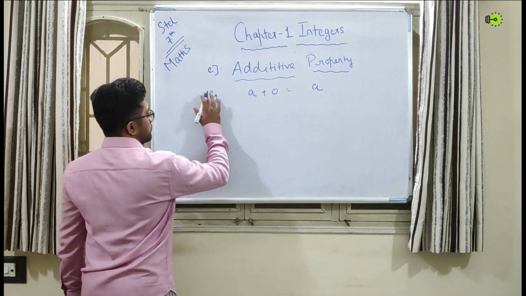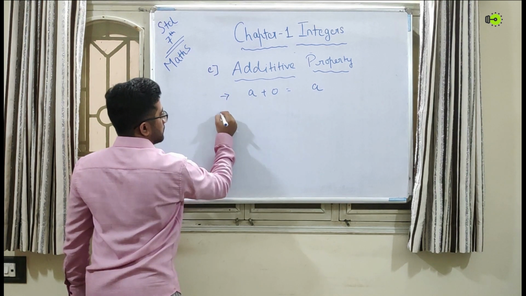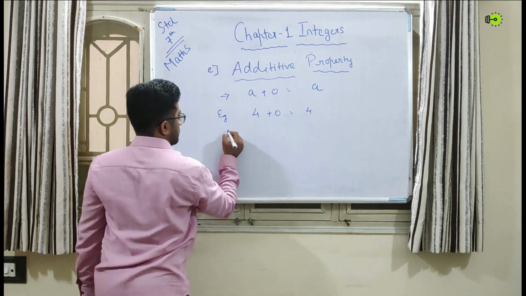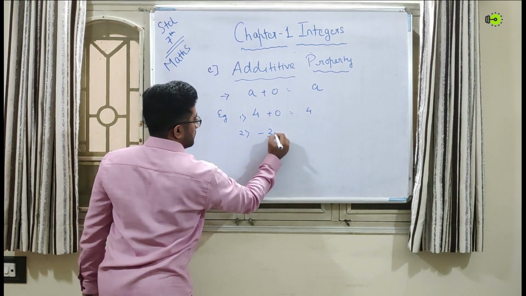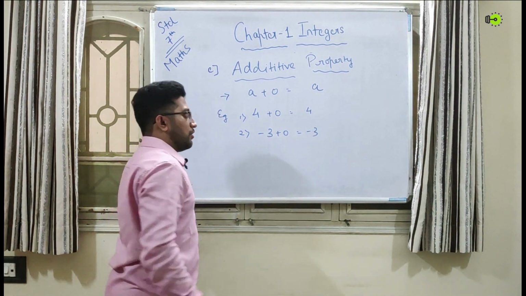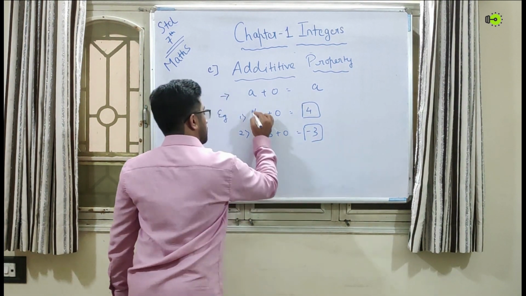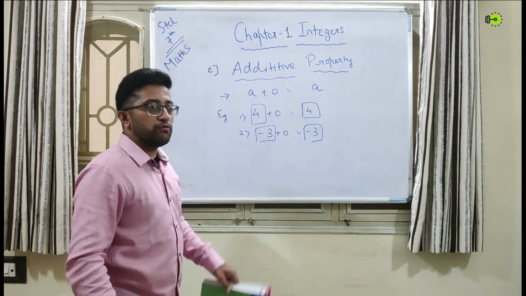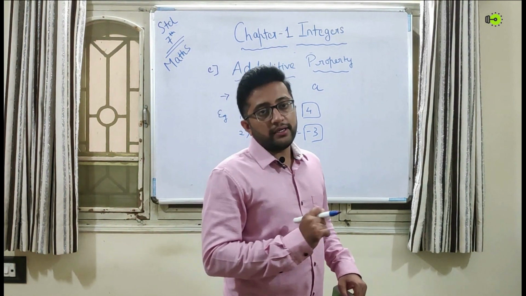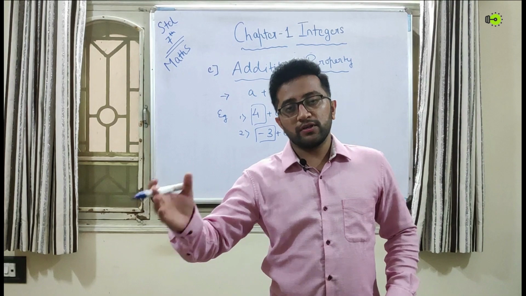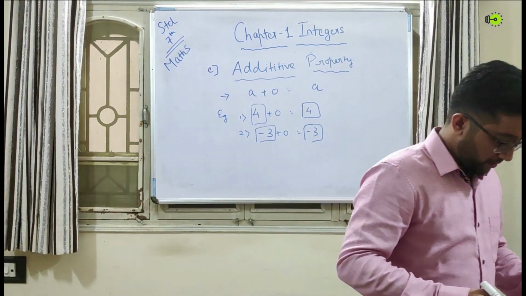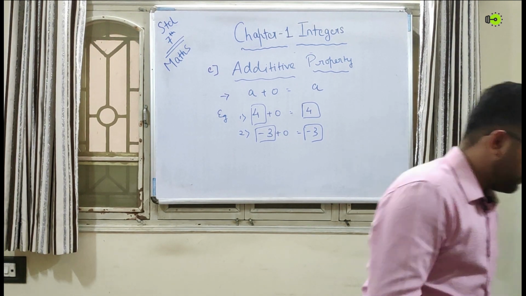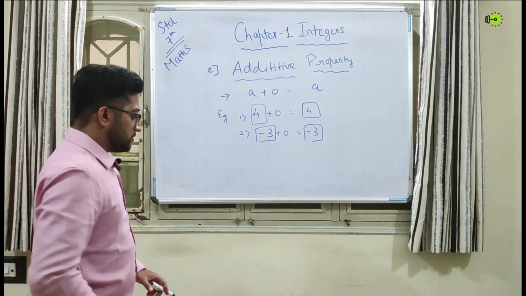Okay, so let us try with an example. Suppose we have here 4, if we add 0, our answer is 4. Similarly, if here we have minus 3, if we add 0, we will get minus 3. So here you can make a note that your question and your answer remain the same. This is nothing but the additive property, that is, adding the number 0 to an integer will not affect it and your answer will be the question itself. Okay, clear? So hope you have noted this down.